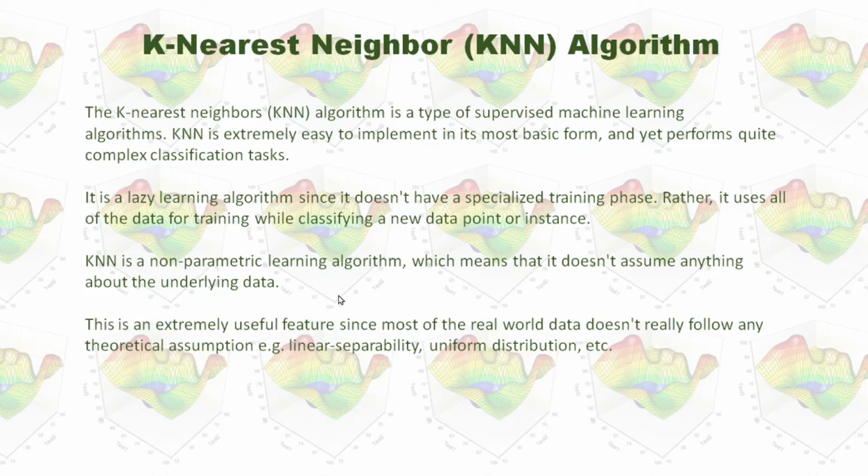The K-nearest neighbors algorithm, sometimes called the KNN algorithm for short, is a type of supervised machine learning algorithm. KNN is extremely easy to implement in its most basic form and yet performs quite complex classification tasks. KNN is a non-parametric learning algorithm, which means that it doesn't assume anything about the underlying data. This is an extremely useful feature since most real-world data doesn't really follow any theoretical assumptions.